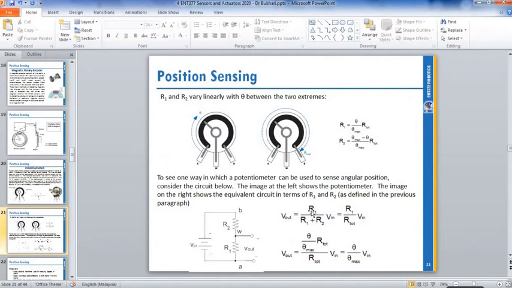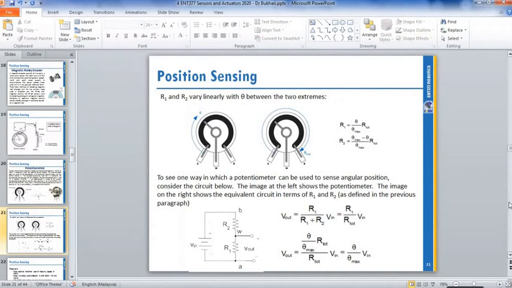If you don't have R1, you can use this formula. Use the mechanical formula: theta divided by theta maximum, multiplied by R total divided by R total, multiplied by V in. So you will also get the same value, 5 volt. So this is one of the formulas.